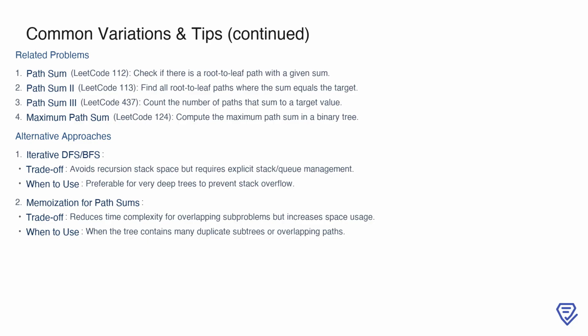Another option is memoization for path sums. While this can reduce time complexity by avoiding redundant calculations for overlapping subproblems, it comes with increased space usage. This strategy is especially helpful in trees with many duplicate subtrees or overlapping paths.